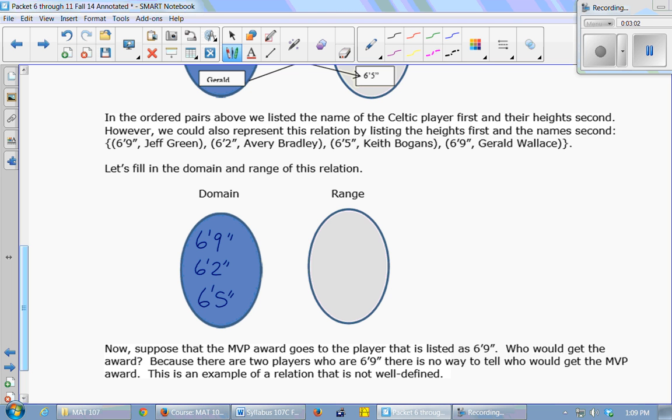Only have to put it there once. And then the range is the names, right? So we've got Jeff, Avery, Keith, and Gerald. So I could draw arrows to represent what height goes to which player. So 6'9", that is Jeff Green and Gerald Wallace. So I've got an arrow from 6'9" to both of those players. And then 6'2", Avery, and 6'5", Keith. It's just a graphical way to represent the same thing we represent by listing ordered pairs.